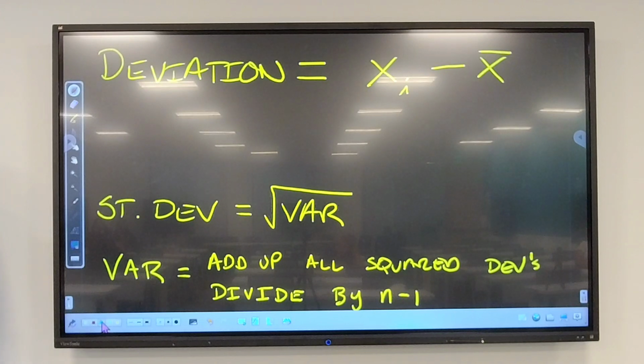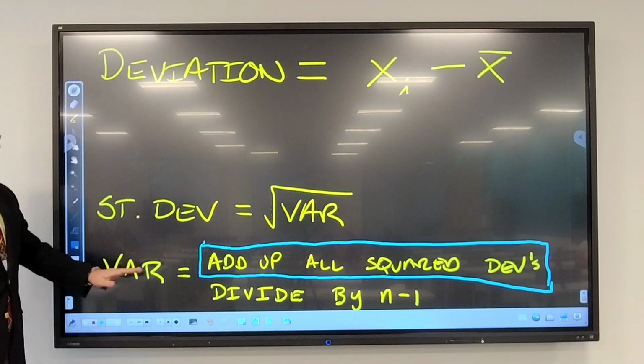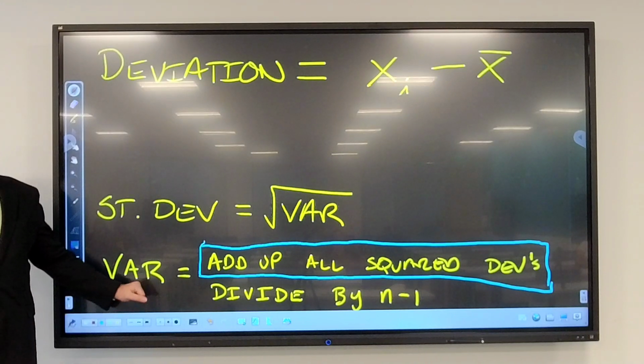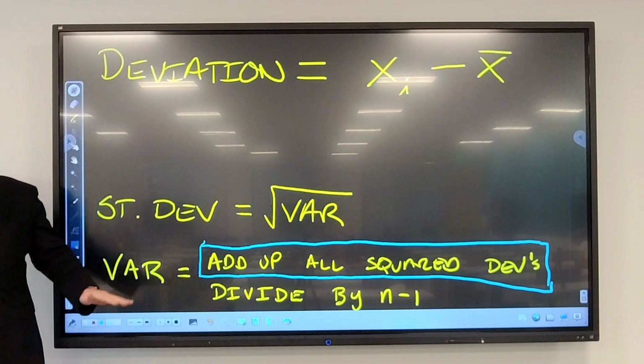Let's look at this. I want to focus on the numerator of the variance. That's what that is in the box. That's the numerator of the variance, right?